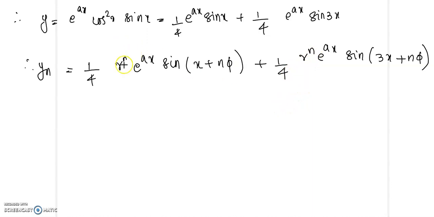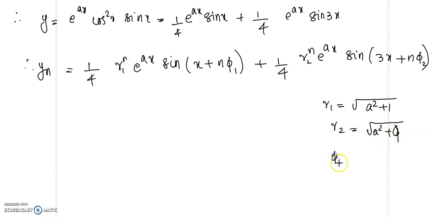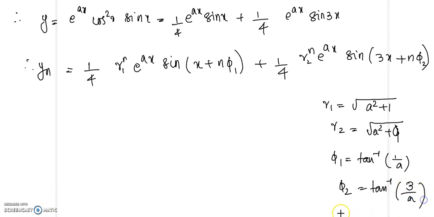Here let me write r1 and phi1, and here r2 and phi2, because in both the r and phi are different. So r1 will be root of a square plus 1, r2 will be root of a square plus 9, then phi1 will be tan inverse of 1 by a, and phi2 will be tan inverse of, sorry, 3 by a.